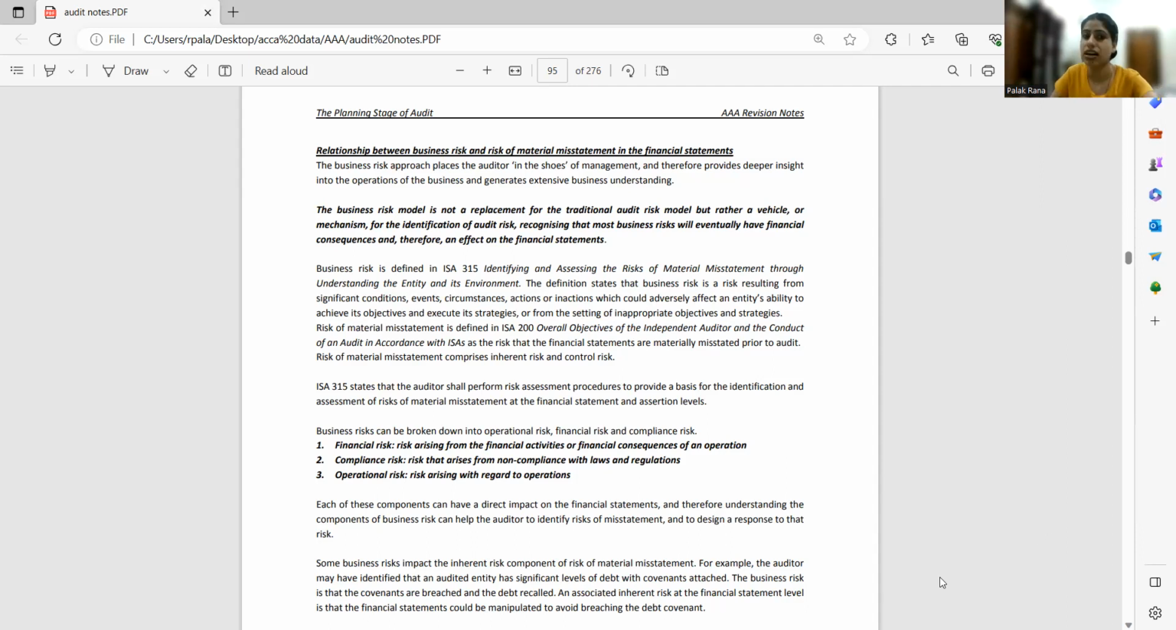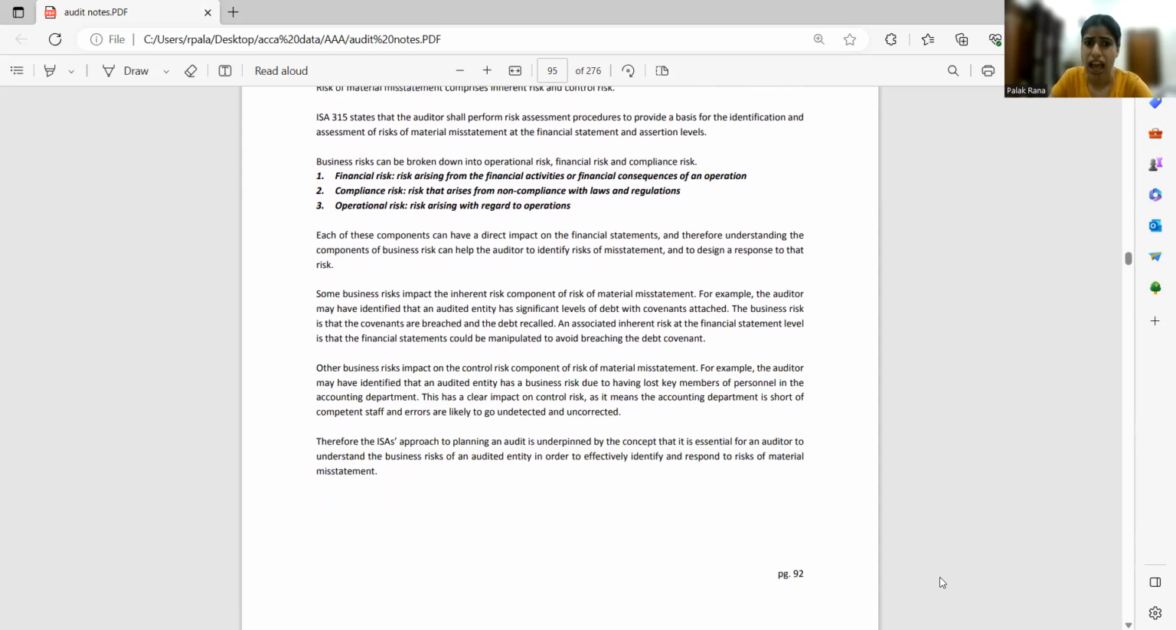So this was just the scenario of what business risk is. Now, in what scenarios can business risk arise? The same scenarios can create my ROMM. Business risk can be categorized into three.